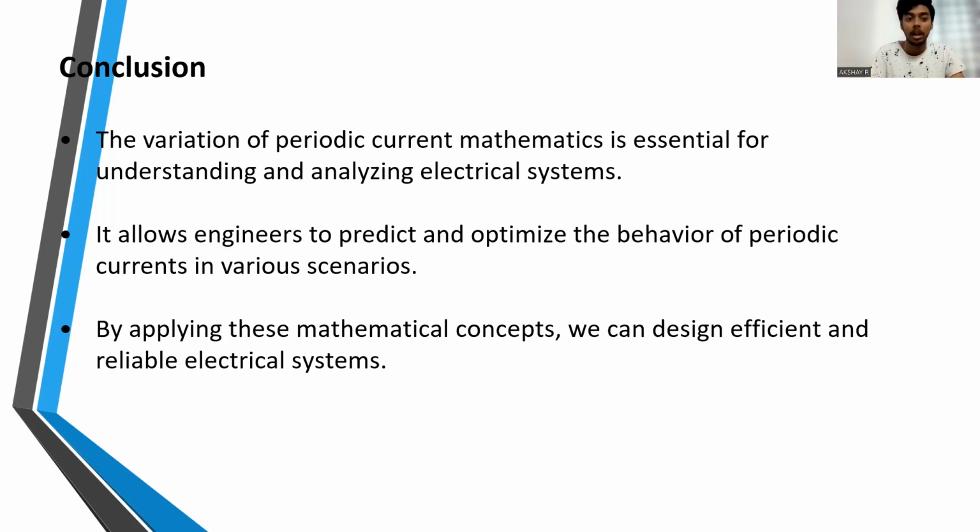Now coming to the last part, the conclusion. The mathematics of periodic current variation is essential for understanding and analyzing electrical systems. Important point: it allows engineers to predict and optimize the behavior of periodic current in various scenarios. Of course, by applying these mathematical concepts, we can design efficient and reliable electrical systems. As the name itself says, variation of periodic current. Everyone would have got an idea about physics in mathematics, and why it is an important application in electrical engineering.